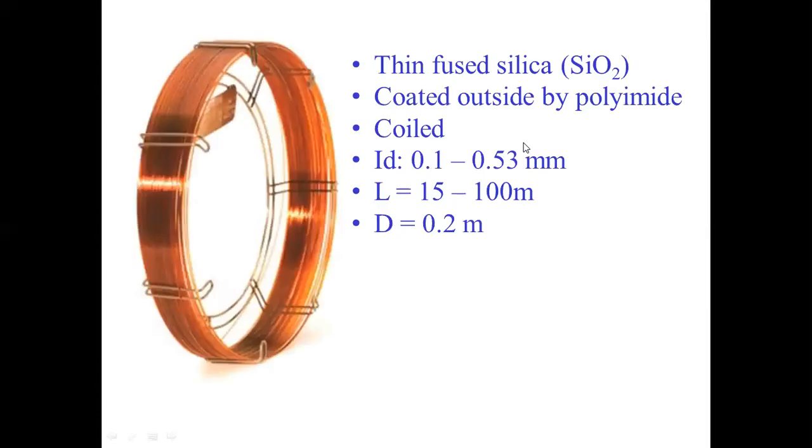In contrast to the packed columns, the open tubular columns or capillary columns are another important class of gas chromatographic columns. You can see a picture here. A copper-like material is used in the construction of the open tubular column. Can you see clearly? Yes, sir. Copper-like material. It is nothing but polyimide. The brownish color is imparted over the column because of polyimide.